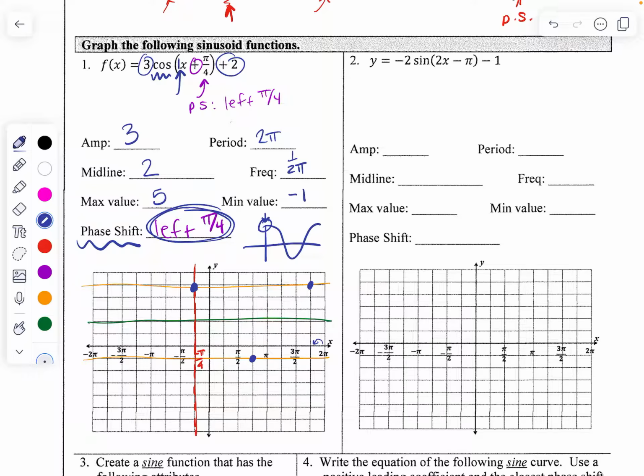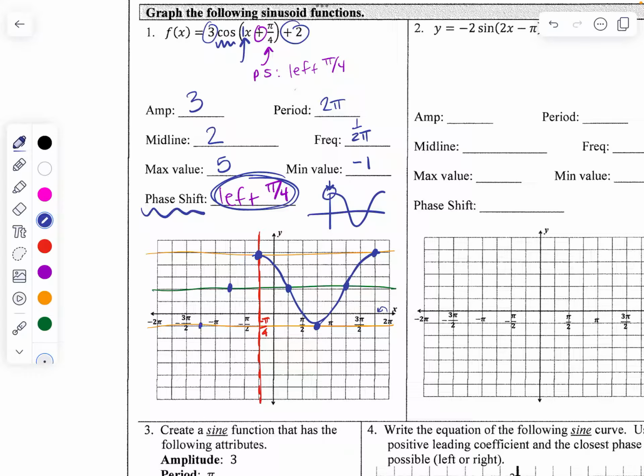So this is the same graph as cosine, but we've shifted everything to the left this way. So instead of starting here, we shifted it to the left. Instead of our bottom point being here at pi, we shifted it to the left. And then let's follow this through. I know if I go down 3 and over 2, we get to the next critical points. Okay? All right, let's look at this next one.